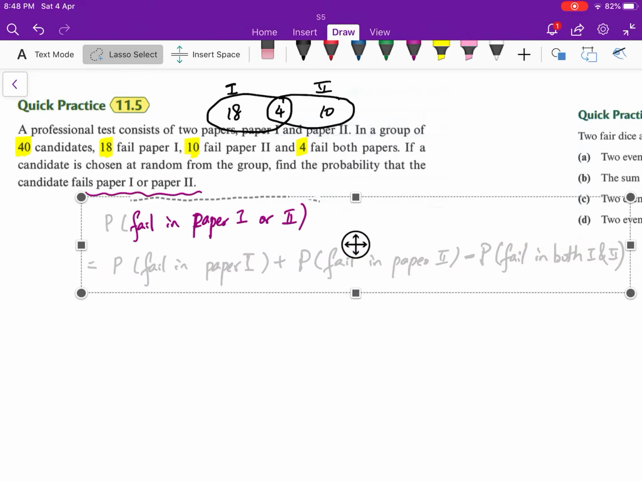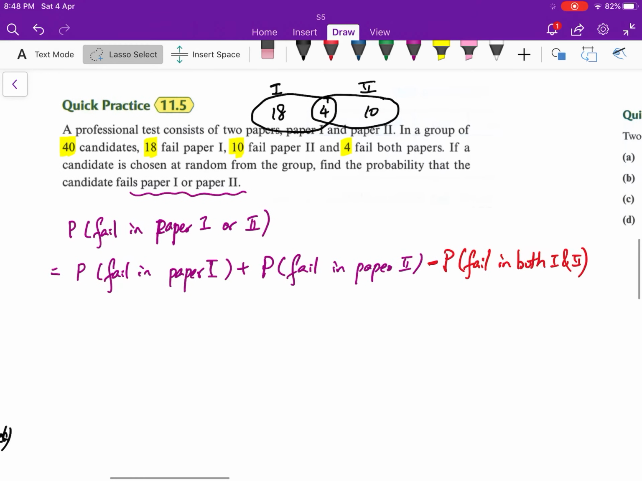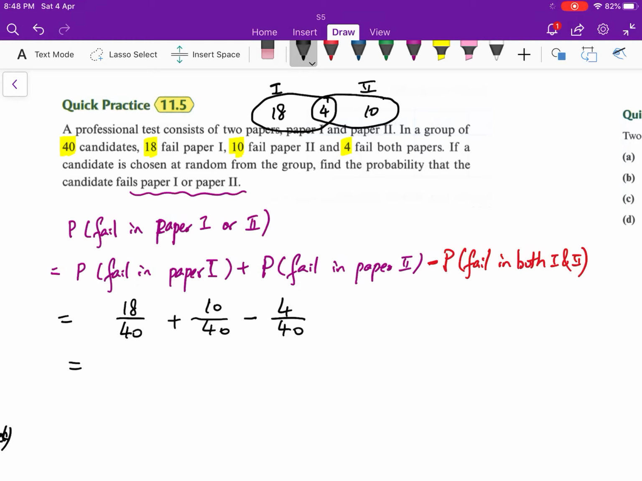So now let's think about how we can do it. So first of all, fail in paper 1, yes, we got the value. Fail in paper 1 is 18 of them, okay, over the total 40. Fail in paper 2, yes, we know it, it's 10 of them, okay. Then over the total number 40. Then minus the double count one, okay. 4 of them failed in both of the papers. So using the calculator, you will get your final answer 3/5, okay. Done. Got it?